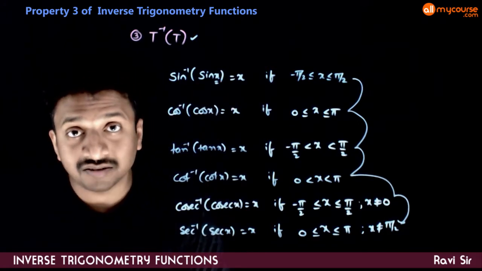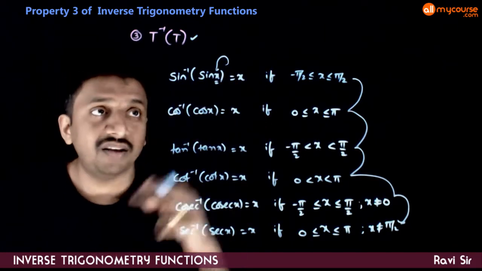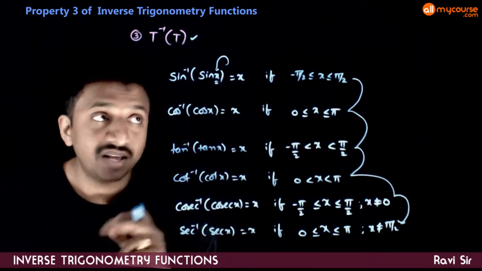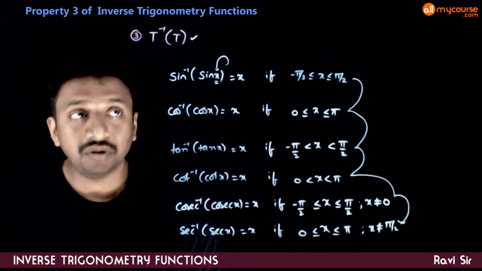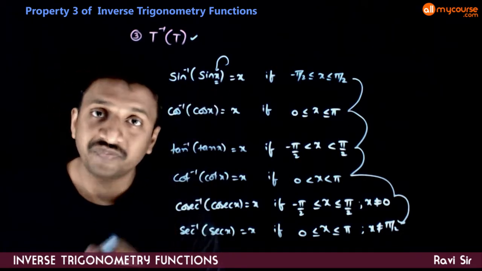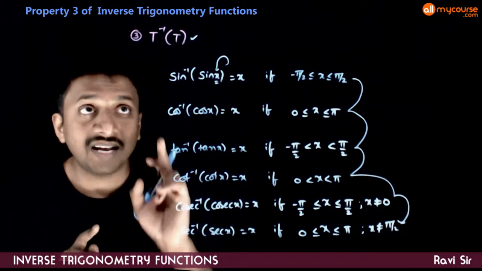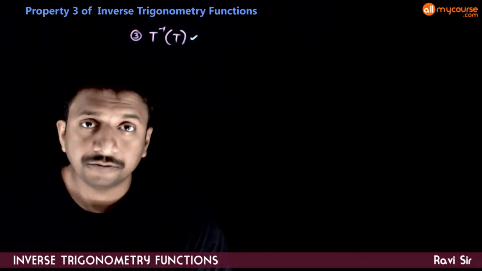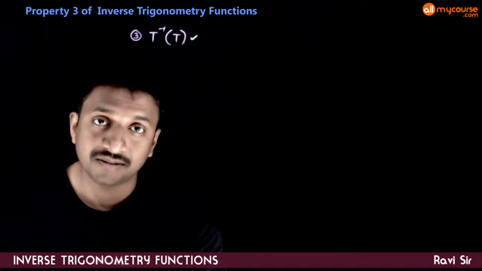Now the question remains, what happens to the other values of x? If x lies between these two, the formula is okay. If x does not lie in between these two numbers, how do you simplify these expressions? So that's what we need to understand in this property. Now, let us try to understand this concept with a few examples.